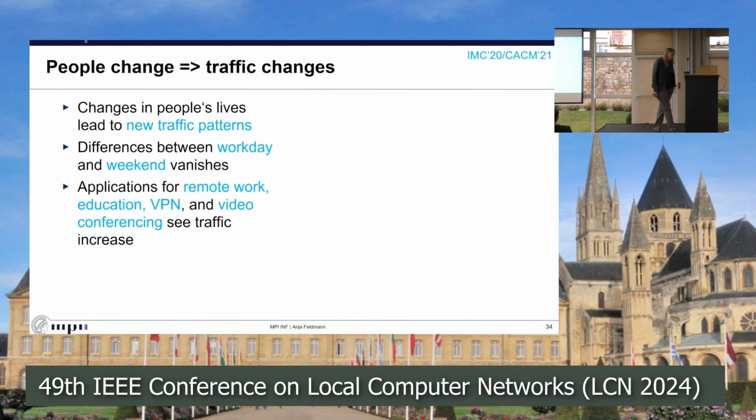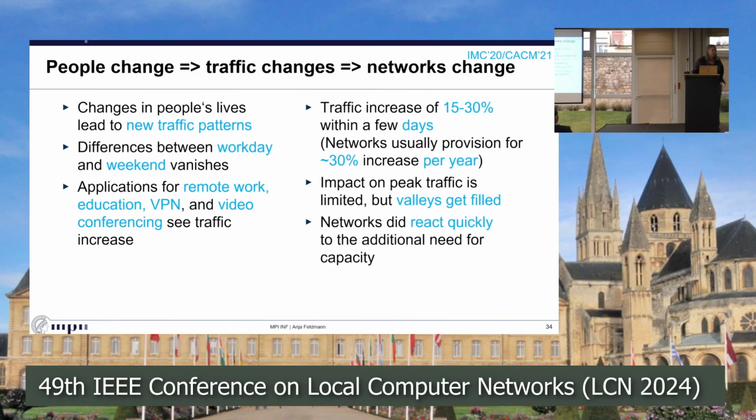Now, overall, what you can see is that changes in people's lives lead to new traffic patterns. More applications are coming up. We saw a traffic increase of 15 to 30% within a few days, which is very unusual. Yet the valleys got filled, which is why, if the networks could react quickly, they were able to cope with it.